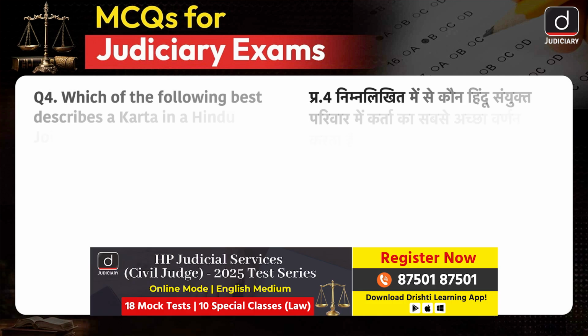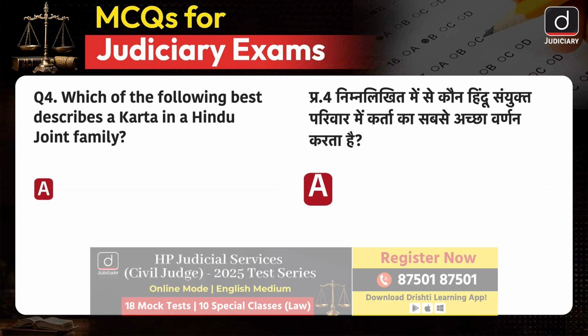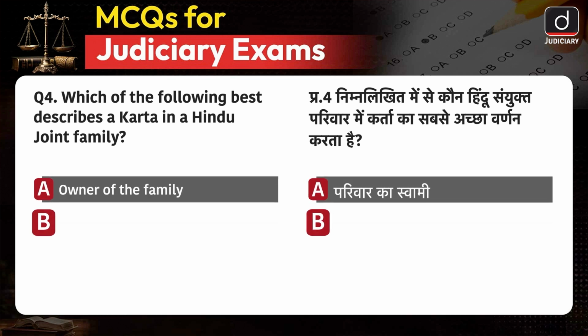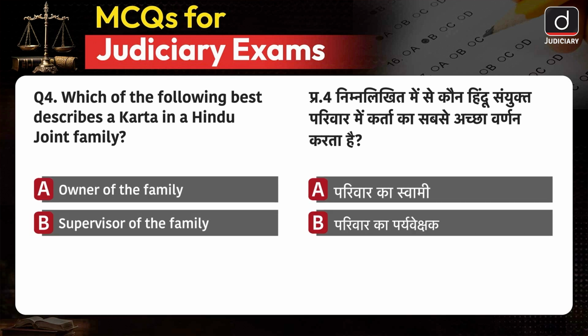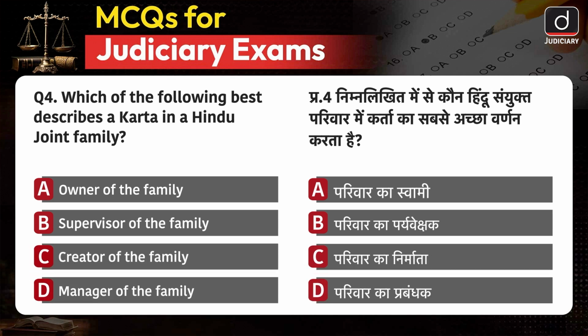Fourth question is, which of the following best describes a Karta in a Hindu joint family? Option A, owner of the family. Option B, supervisor of the family. Option C, creator of the family. Option D, manager of the family. The correct answer is option D, manager of the family.